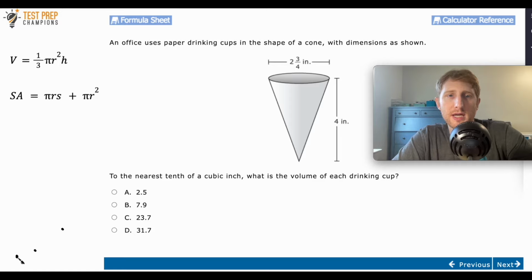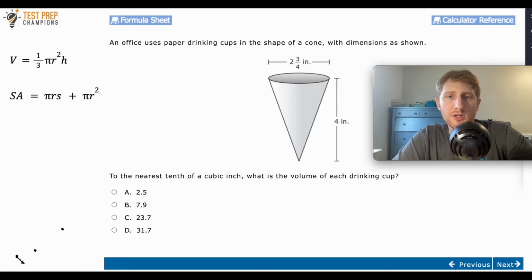And so it says, an office uses paper drinking cups in the shape of a cone with dimensions as shown. To the nearest tenth of a cubic inch, what is the volume of each drinking cup? So let me give you a chance now to pause the video, try to figure this out. And whenever you're ready, we'll go over the answer.